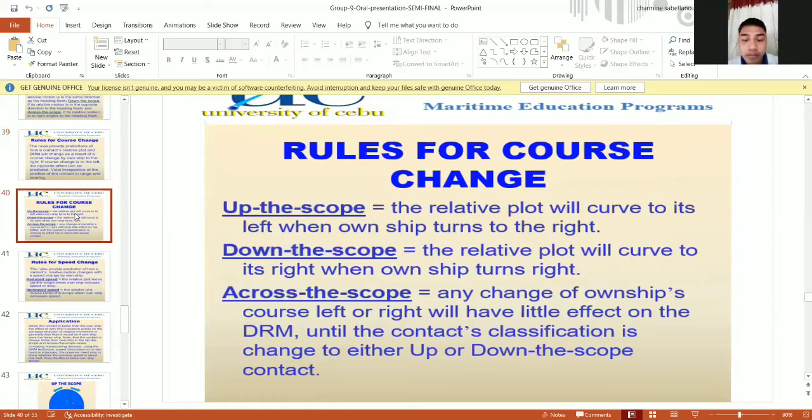Next slide please. So up the scope, its relative plot will curve to its left when own ship turns to the right. Down the scope, its relative plot will curve to its right when own ship turns right. Across the scope, it will affect the DRM until the contact classification is changed to either up or down the scope contact. Next slide please.